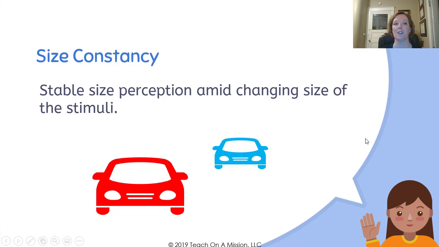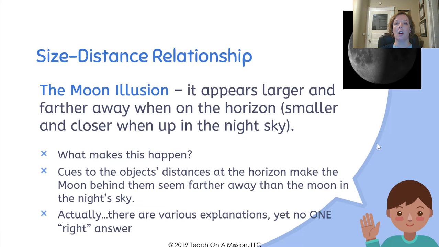Here's an example of size constancy. Even though we know that what our eyes are seeing is a smaller car, we're not seeing a smaller car. We're probably seeing a car that is further away. And if you think back to our last video, one of the things that our brain uses to make those determinations and perceive the information is past experiences. There are a lot of relationships between size and distance that our brain picks up through our eyes. One of them is the moon illusion.